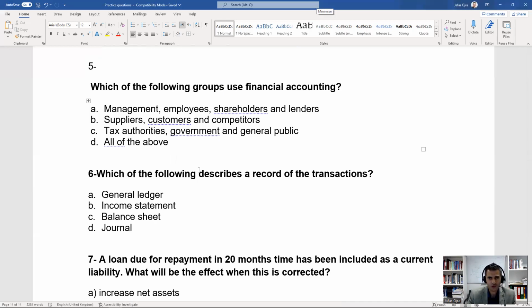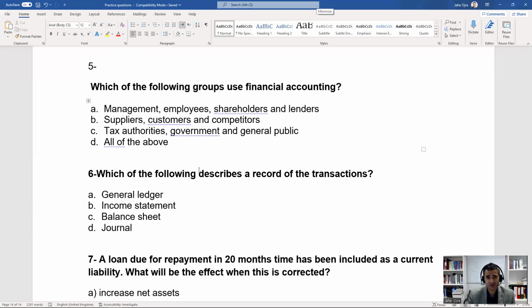Which of the following groups use financial accounting? As I mentioned, financial accounting is mainly concerned with the external users. Management, employees, shareholders, lenders, yes, of course they use it. Of course, anybody is interested to find out the profit of the business, the revenue, the assets, the liabilities.